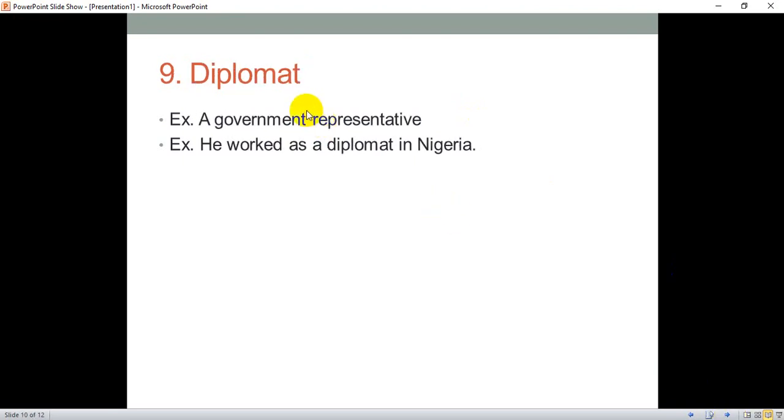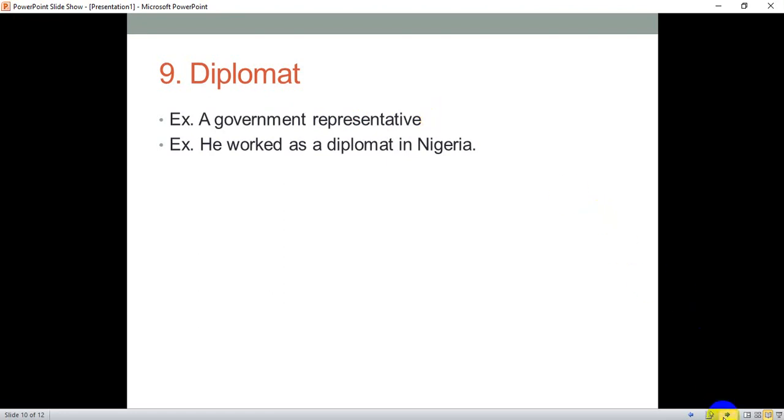Number 9, we have the word diplomat. A diplomat is a government representative. Okay, somebody who represents the government in different countries. He worked as a diplomat in Nigeria, so he represented the government in the country of Nigeria. So he's not from Nigeria, he's from another country, but he represents the country that he's from in Nigeria. Okay, so a diplomat is somebody who works for the government but in a foreign country. He represents the government in a foreign country.